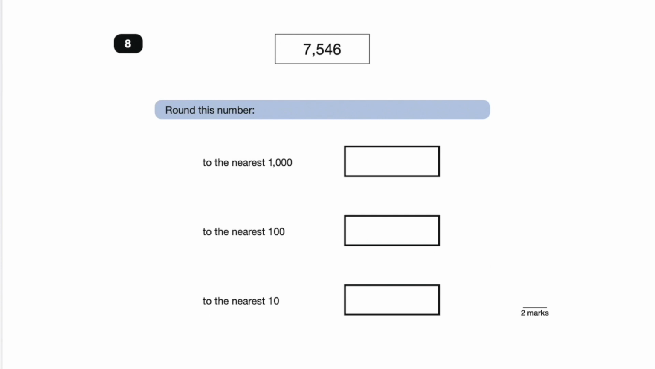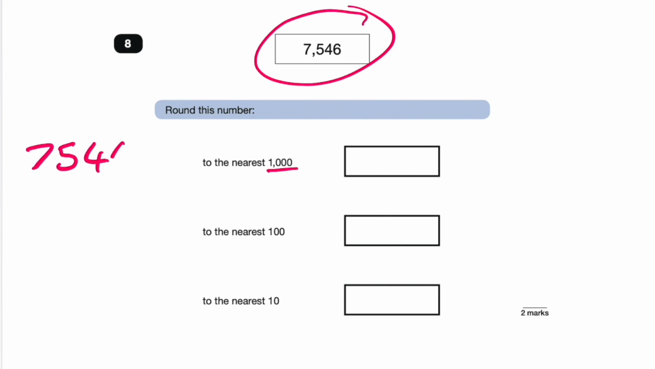Question 8, and we're going to look at a bit of rounding now. And our number that we're going to be rounding is 7,546. First one says, round to the nearest 1,000. So, 7,546. And let's label it. This is our thousands, our hundreds, tens, and ones.